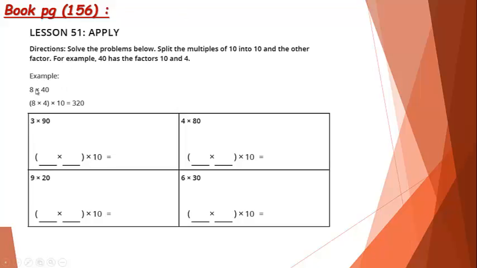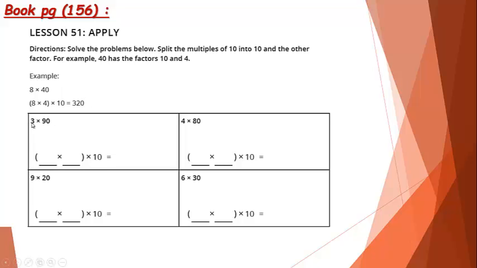Here I have a solved example, 8 by 40. We say that this 40, I'm going to split it into 4 by 10, and the 8 as it is. 8 times 4 times 10. 8 by 4 equals 32. 32 by 10 equals 320. So the 32 as it is and 1 0 on the right side.